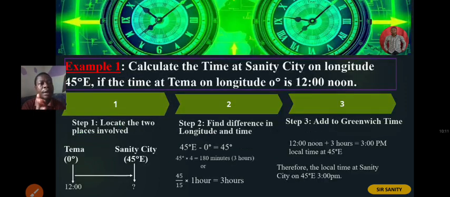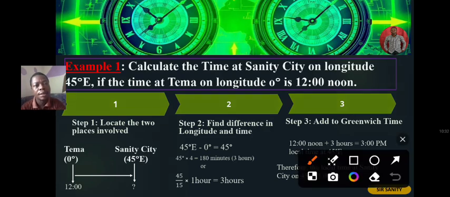So let's look at our first example. Calculate the time at Sanity City on longitude 45 degrees east if the time at Tema on longitude 0 degrees is 12 o'clock noon. As I said, the first procedure is to locate the two places involved.